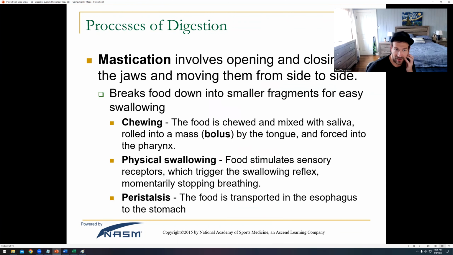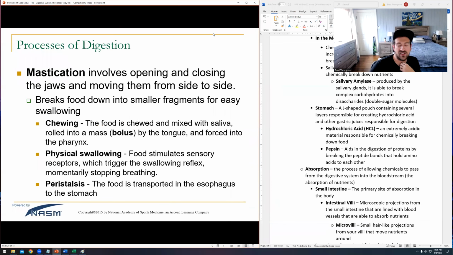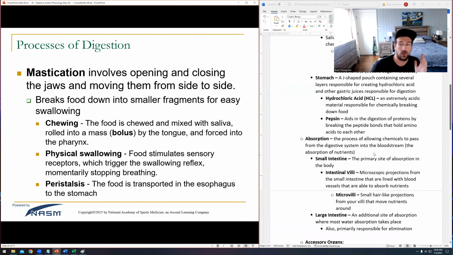That's what we're going to see in there. So, summarizing everything we've talked about so far, we start by masticating our food. Masticating is opening and closing the jaws, and we're grinding it a little bit side to side, chewing up your food. We're making your food from big, large chunks into little tiny chunks. And that increases the surface area, making it easier for your stomach acid to dissolve things.